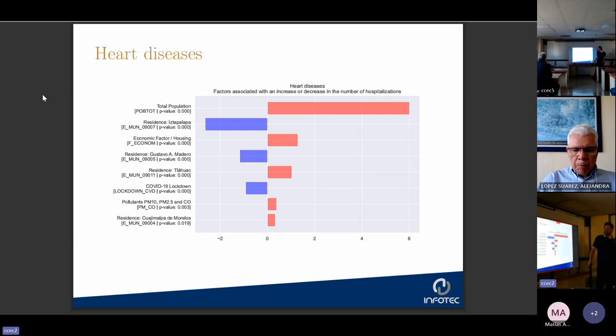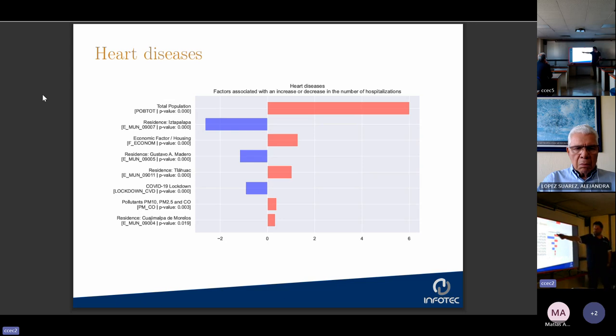And we have some municipalities in the Mexico City area. For example, we have Iztapalapa. That means that Iztapalapa has, for some reason, a lower number of hospitalizations by heart disease than expected. It could be for many reasons. For example, they have few hospitals. Or it could be whether the hospitals are private or public. It's public, okay. Yes, public. But that can also be a factor.